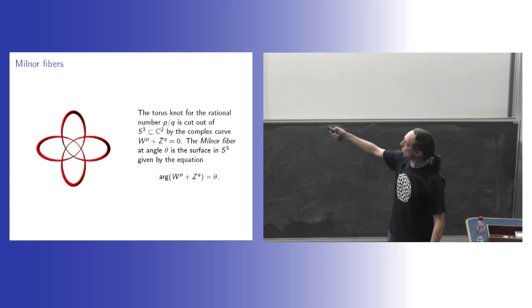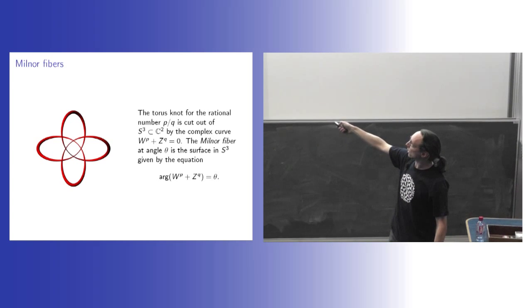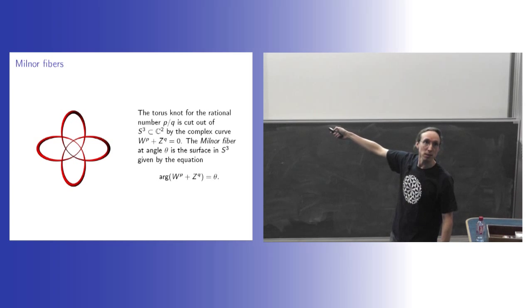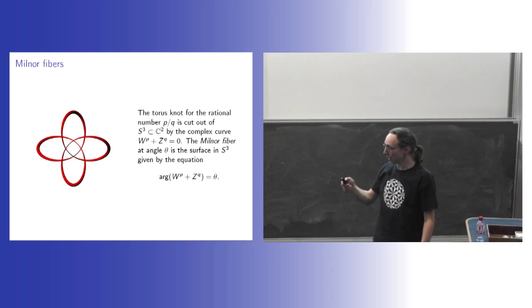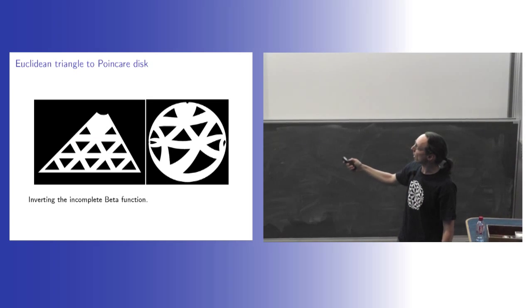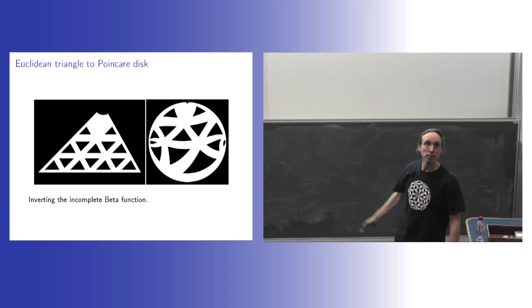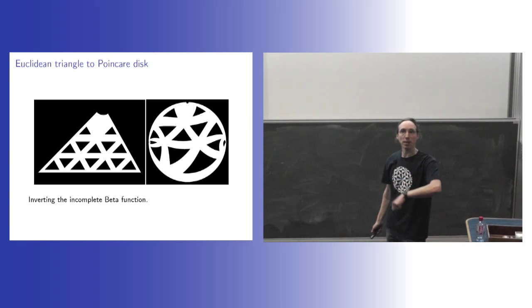Well, we use the Milnor fiber, which is the thing that solves this equation. That's not good enough for us. This is an implicit definition of the Milnor fiber. This says it's all the z's and w's that solve this equation. That's not a way to draw it. To draw it, we need a parameterization. Here's how we find the parameterization. Start with a Euclidean triangle with angles pi on 4 and pi on 3. That's the 4 and the 3 that I started with.